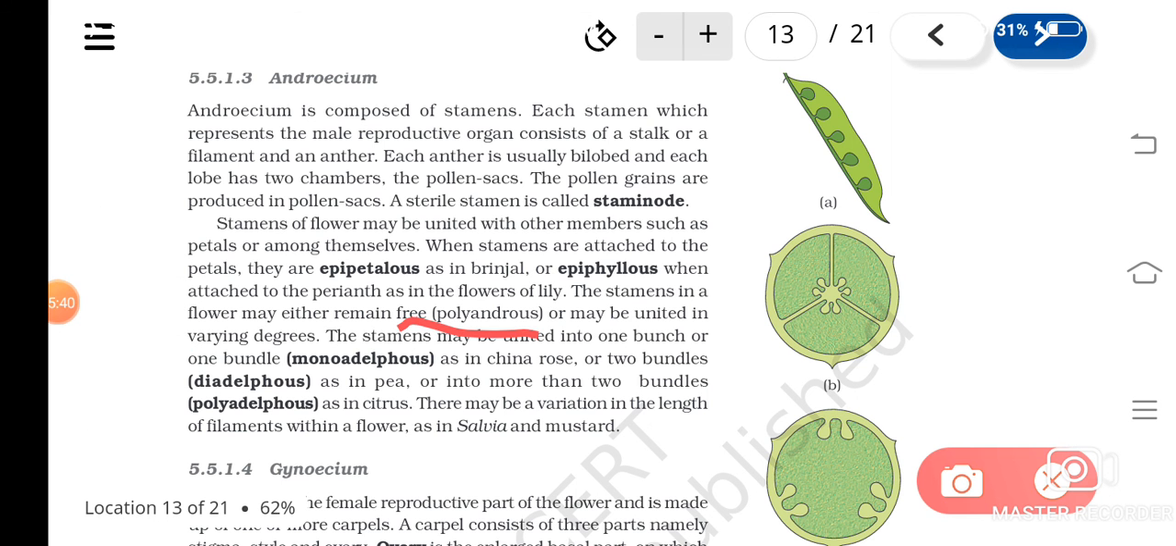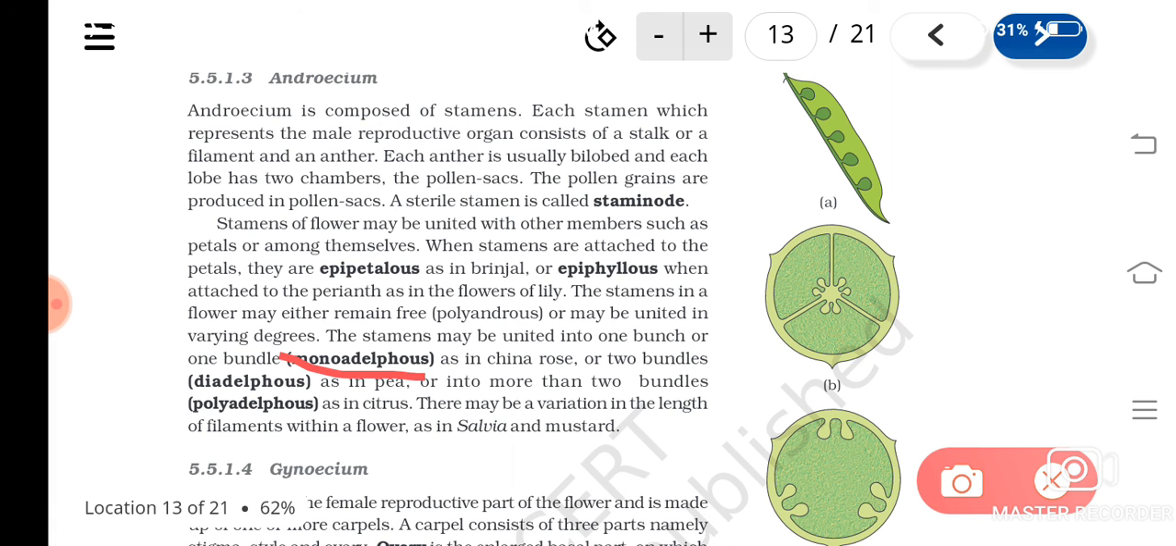Polyandrous. Poly means many, isn't it? So many are there. Understood? They are not attached or grouped. And in some flowers, you can see they may be united also. If the stamens are united into one bunch or one bundle, then we call it what? Monadelphous. In the hibiscus flower, you can see that very clearly, isn't it? At the tip of the staminal tube, you can see many stamens attached. So what are monadelphous stamens?